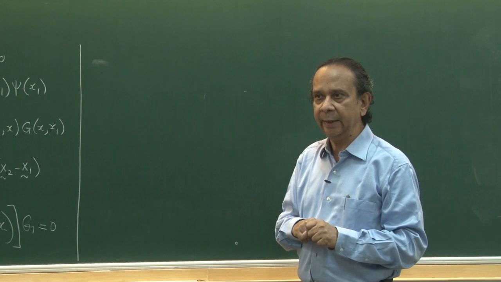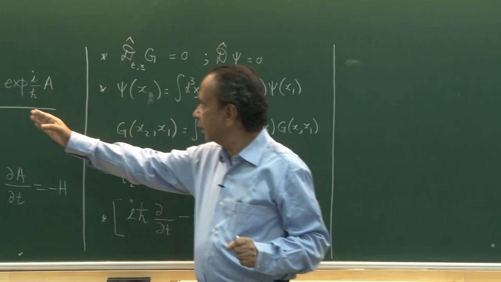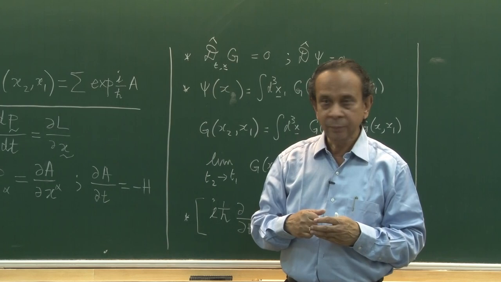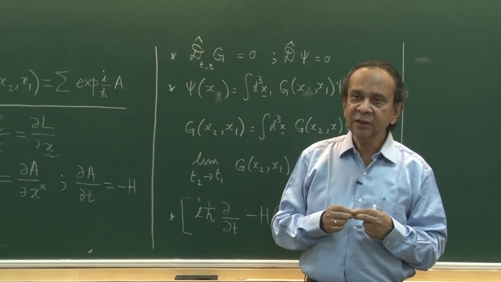What does the sum mean? The sum means that as far as things are going forward, hereafter we will only look at paths which are going forward in time. As long as we consider paths which are all going forward in time, here I am summing over all such paths. Now suppose I have a set of paths which are given by x of t.